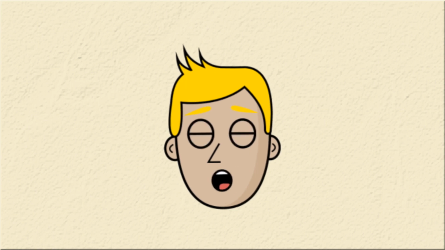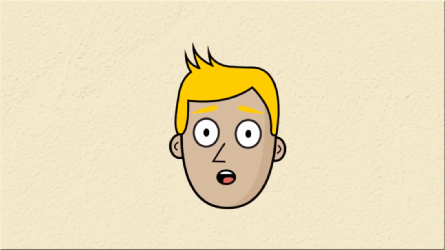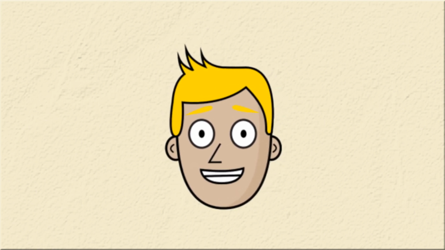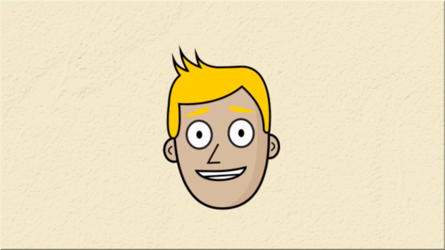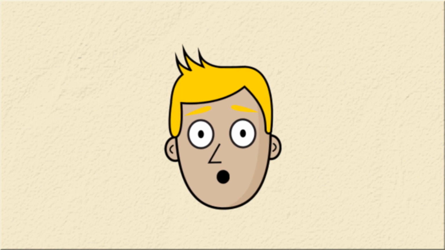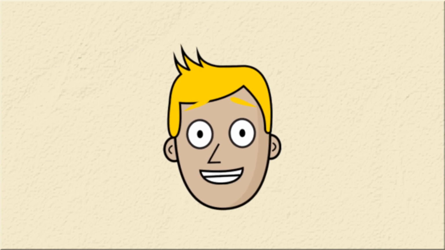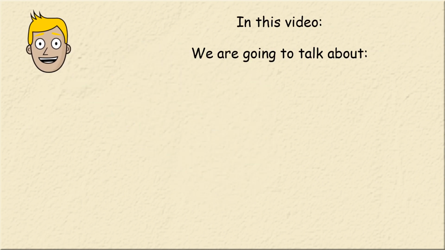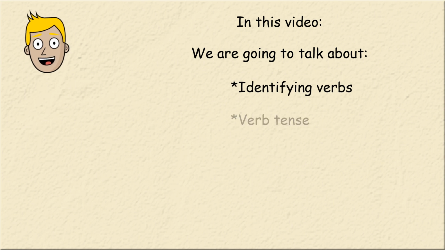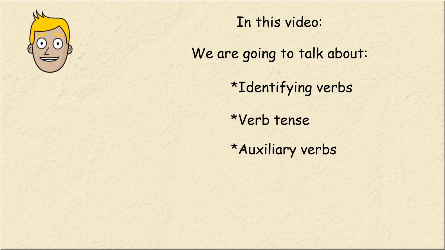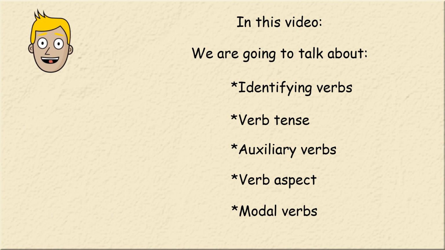Every day we do a lot of things. We go to school, we read books, we play games, we eat food, and we sleep in our beds. When the word we are using describes an action, or something you can do, we call that word a verb. In this video, I will introduce identifying verbs, verb tense, auxiliary verbs, verb aspect, and modal verbs.